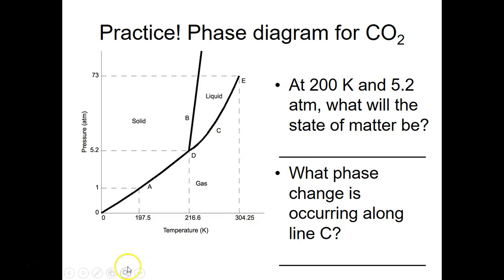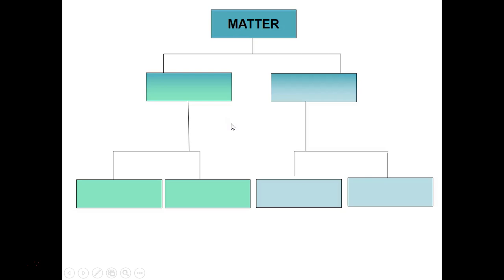All right, so at 200 Kelvin, that puts us about here on the graph, and 5.2 atmospheres, when we plot that point, we end up here in the solid region, so the phase at that temperature and pressure will be solid. Now, line C is right here, and line C is the border between liquid and gas. So the phase change or changes that are occurring along that line are either going to be evaporating or condensing, evaporation or condensation.